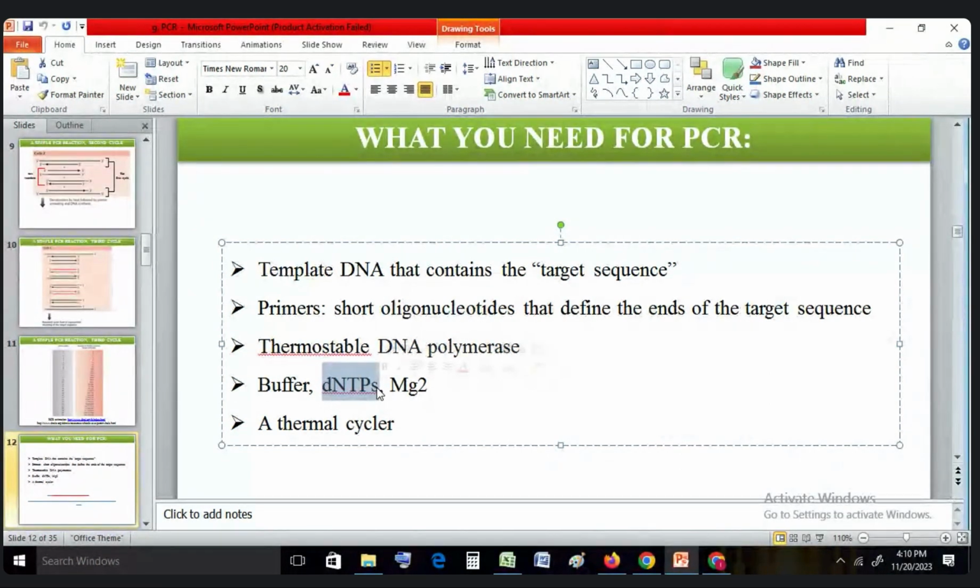Without a thermal cycler, is it possible to do DNA PCR? What do you think?